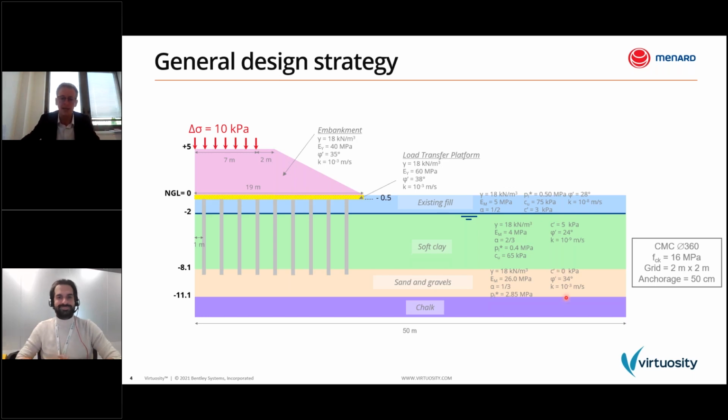Anyway, let's take here the example of a 5-meter embankment over soft clay. So you can see we have CMC with a diameter of 360 millimeters. The spacing between CMC is 2 meters by 2 meters. And we have CMC which are anchored in sand and gravels, 50 centimeters. The load transfer platform is granular. So how to model this case?